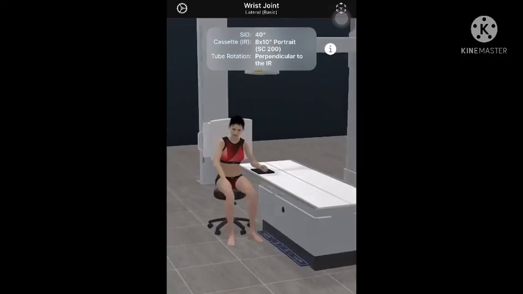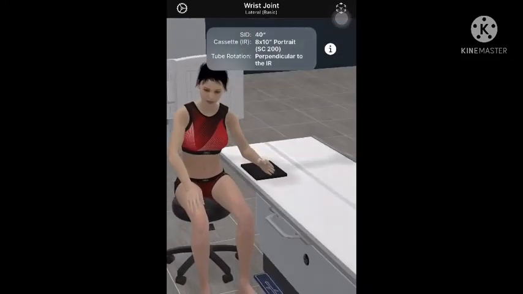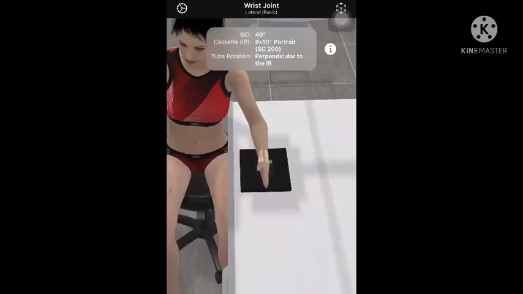The lateral projection of the wrist can also be used to show fracture displacement and joint dislocations.